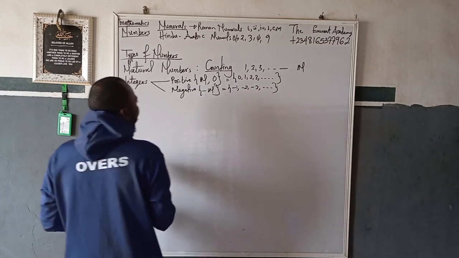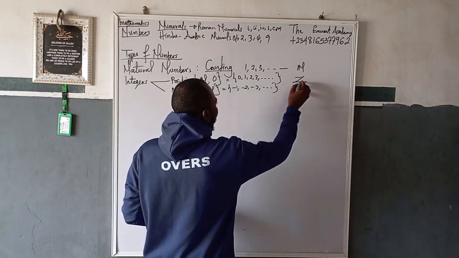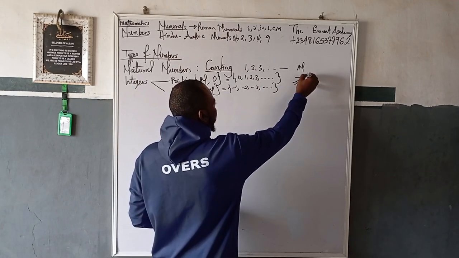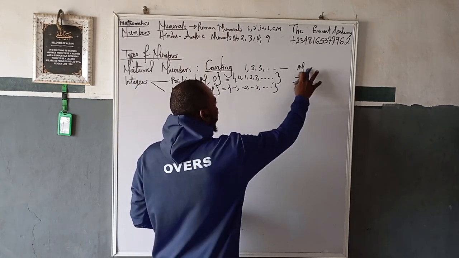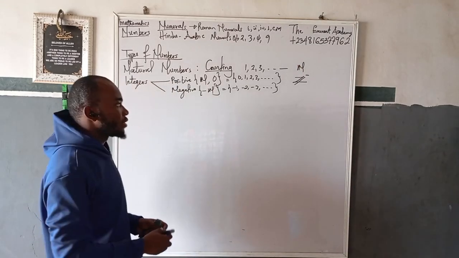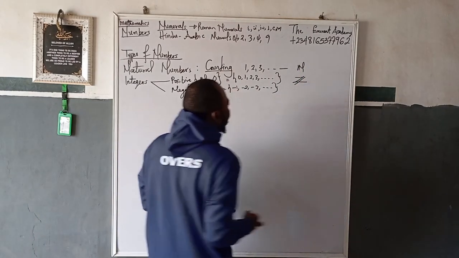So generally, the integers, if you just say integers, it is denoted with this symbol. To indicate that it is positive, we put a plus in the superscript, while to indicate that it is negative, we put a minus. But generally, integer will just take the symbol Z to indicate that it is an integer.